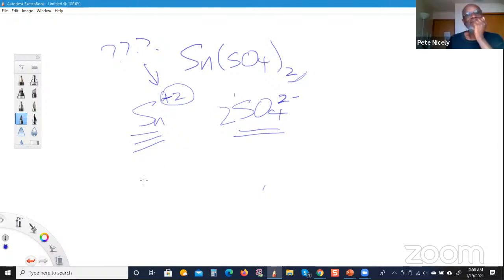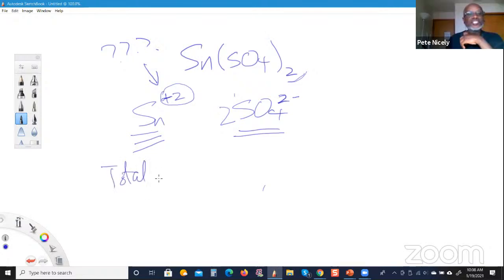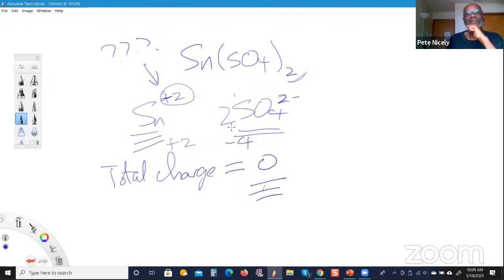Okay, well, let me give you a little hint here. Remember what I said, and let me write it down here. The total charge for an ionic compound must be equal to 0, right? So if this is +2 for the tin, and this is -4, because 2 times -2 gives you -4, then the total charge here would not be 0. It would be -2, right?